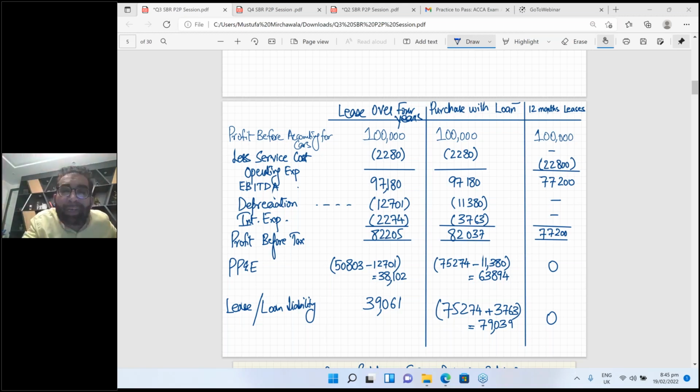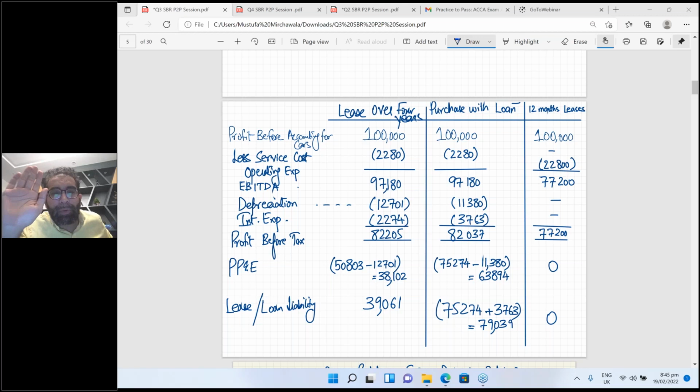So the moment you deduct the service cost, the profit that comes will be EBITDA, because right now we haven't deducted depreciation, interest or tax yet. So this profit of 97180 is EBITDA. Use your brain and think over it in a calm way.